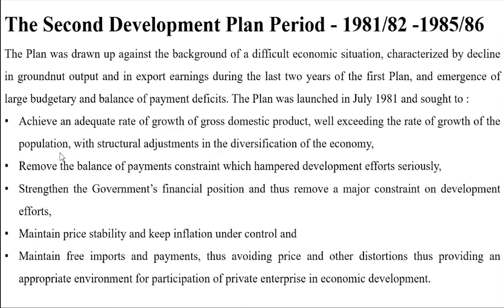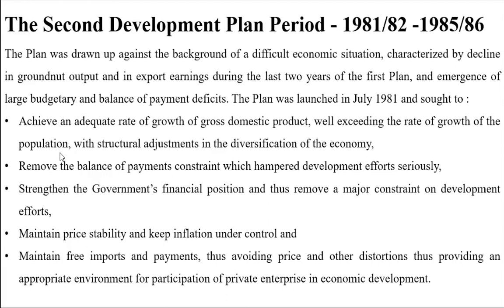Now, after that, we have the second development plan period, 1981-82 to 1985-86. The plan was drawn up against the background of a difficult economic situation characterized by decline in groundnut output and in export earnings during the last 2 years of the first plan, and the emergence of large budgetary and balance of payment deficits.